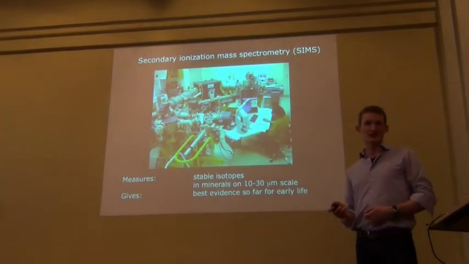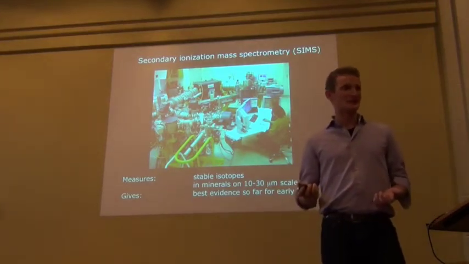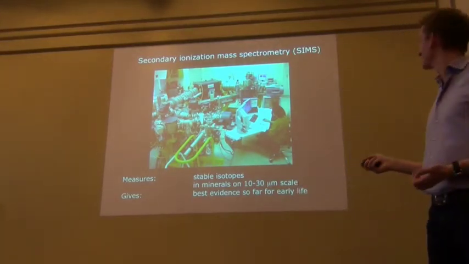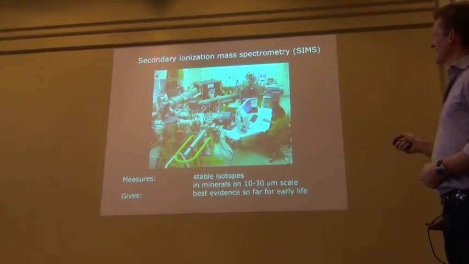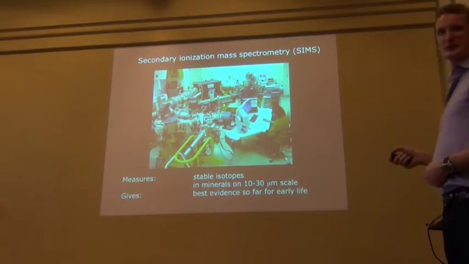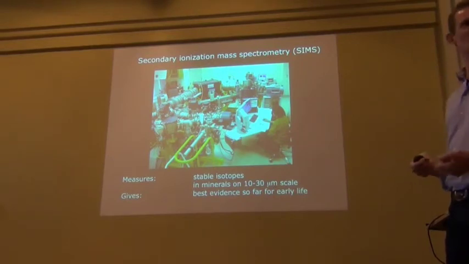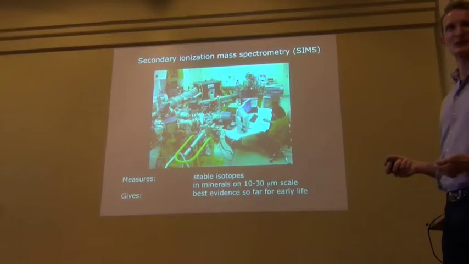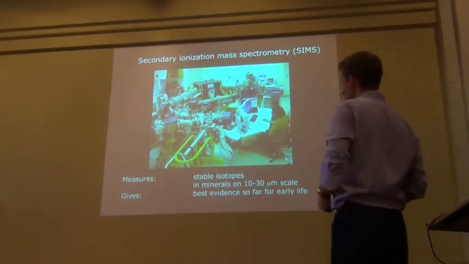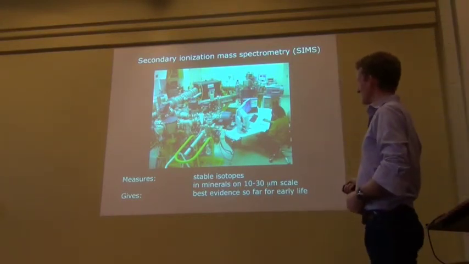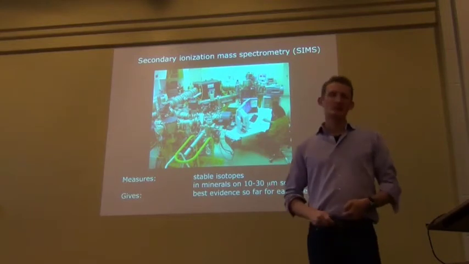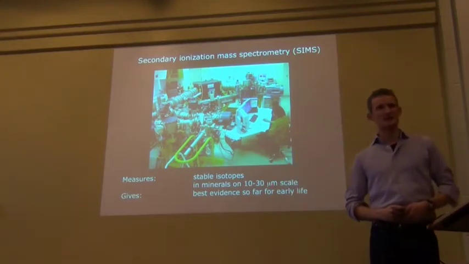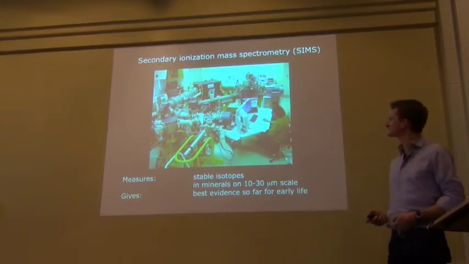This is another machine that we have. Also, it looks really impressive, right? It's like something out of Star Trek. We put our sample in here, and this is called a secondary ionization mass spectrometer. If you're interested in it, go and Google it. These things are really expensive as well. And they measure these stable isotopes in minerals on a very small scale, 10 to 30 micrometers, and the micro here means a 100th of a millimeter. It's really tiny.